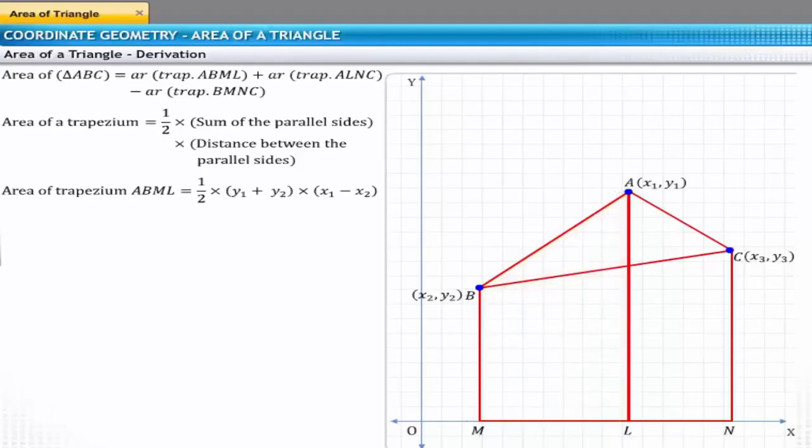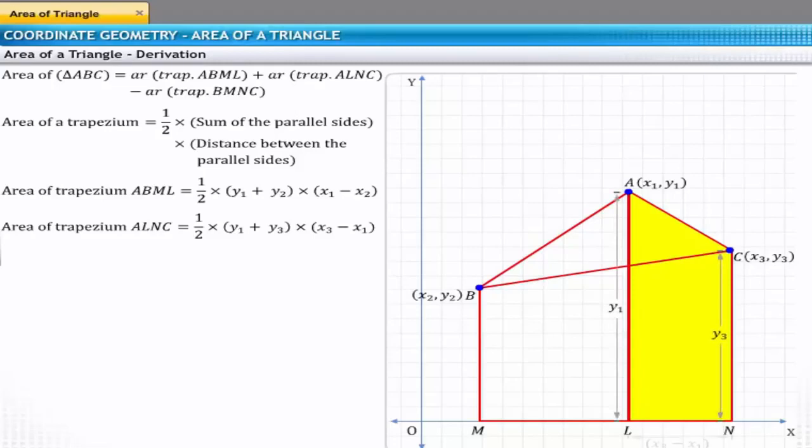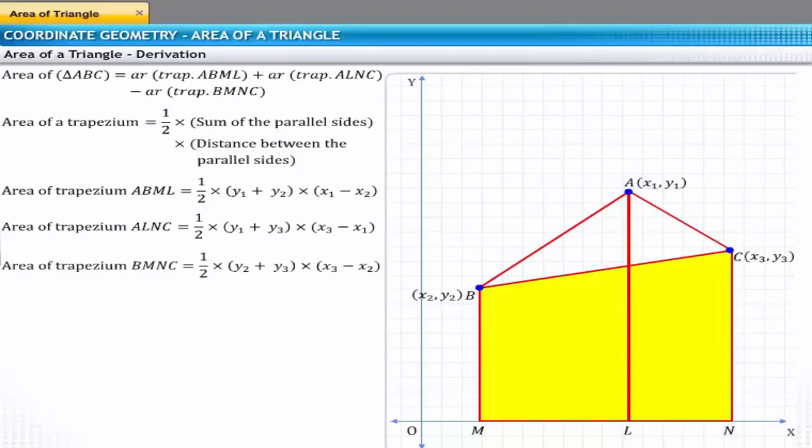Similarly, the area of the trapezium ALNC is half multiplied by y1 plus y3 multiplied by x3 minus x1. Similarly, the area of trapezium BMNC is half multiplied by y2 plus y3 multiplied by x3 minus x2. To obtain the area of the triangle ABC, add the areas of trapeziums ABML and ALNC and subtract the area of trapezium BMNC. We will get the following expression.